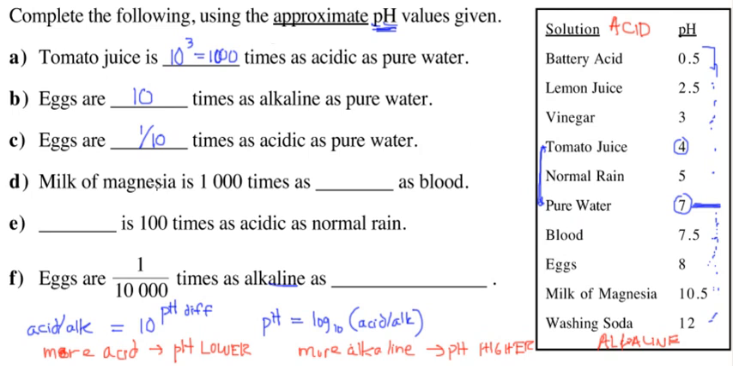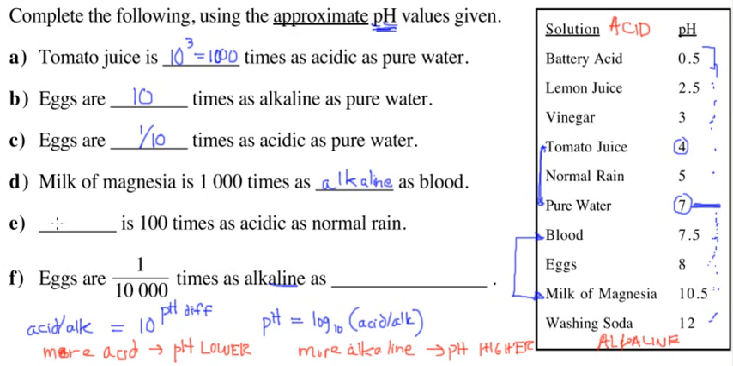Milk of magnesia, down here, is 1,000 times as what? As blood. They're comparing milk of magnesia and blood. Here they are. Magnesia has a higher pH, which means it's more alkaline. Milk of magnesia is 1,000 times as alkaline as blood. If we flip that around, we could say blood is 1,000 times more acidic than milk of magnesia.